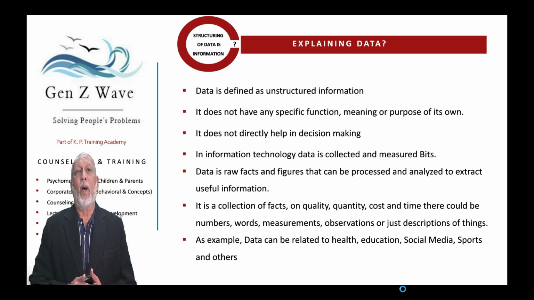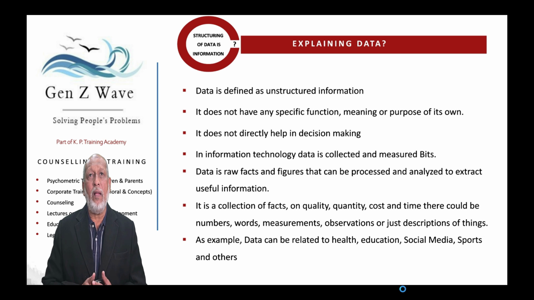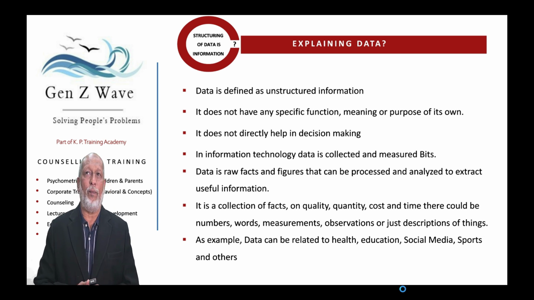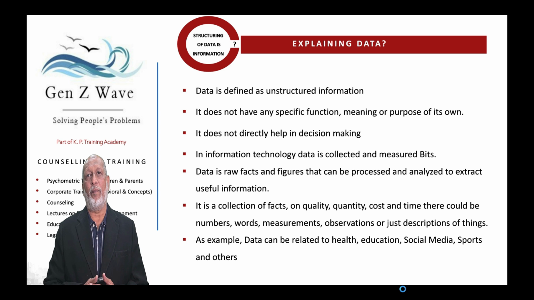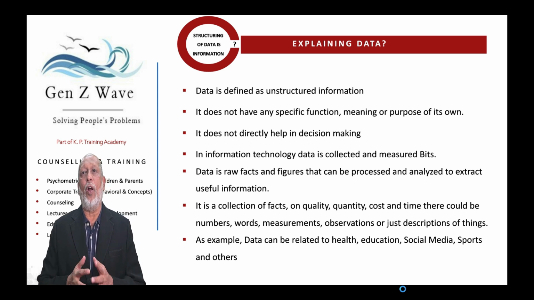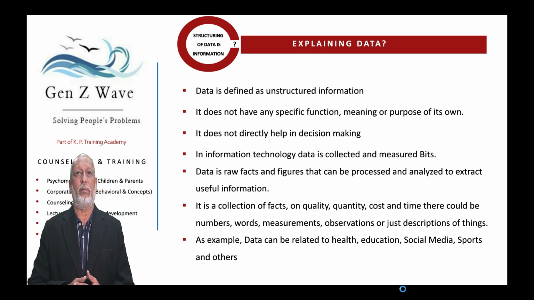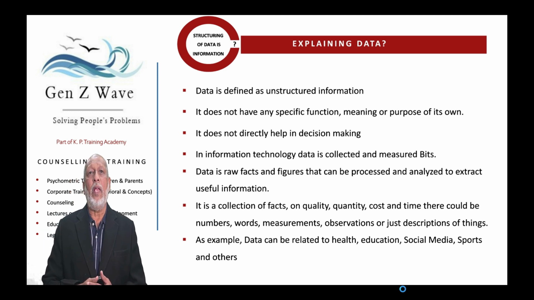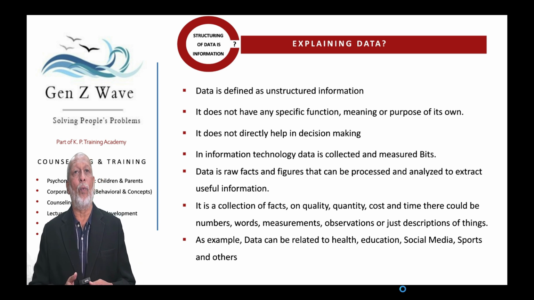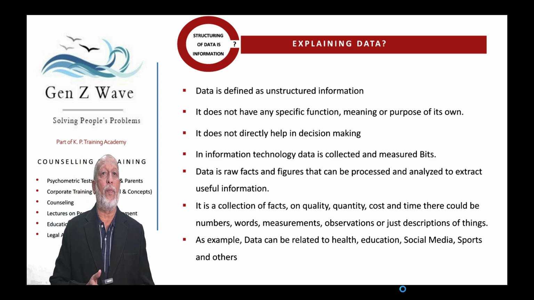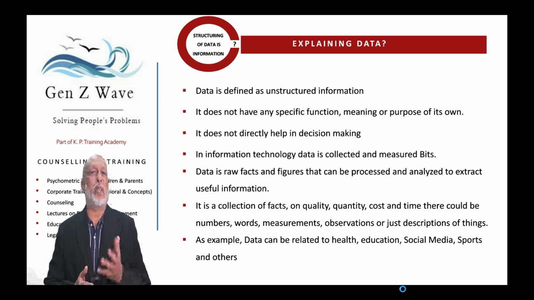Explaining data. Raw data does not have any meaning and cannot function on its own. It does not have any specific purpose unless it is structured or arranged. Raw data cannot take you to a logical conclusion. Raw data is in the form of facts, like defining the quality, quantity, cost, time. It could be in the form of numbers, words, measurements, observations, or it could be just description.